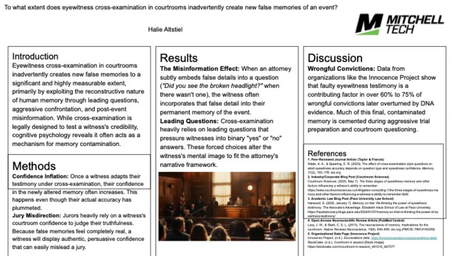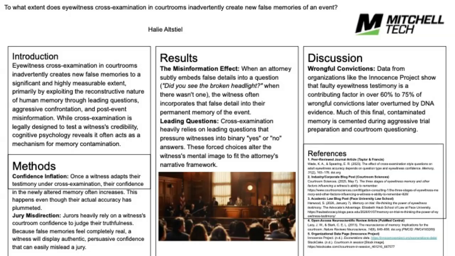Here is the absolute scariest part of all of this: confidence inflation. Once a witness's memory is altered by a lawyer's tricky phrasing, the witness doesn't realize it. In fact, their confidence in that new, fake memory actually goes up. They aren't lying on the stand. They honestly, truly believe they saw what they are describing. And who does that mislead? The jury. Juries heavily rely on how confident a witness looks to decide if they are telling the truth. When a witness is authentically confident about a false memory, it's incredibly persuasive.